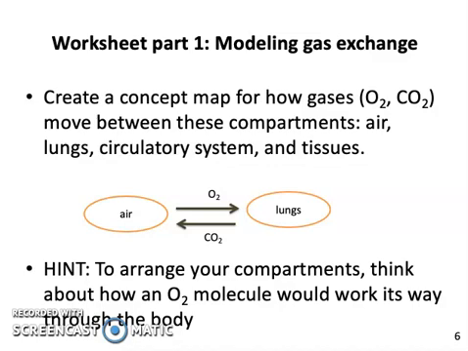For the first part of the worksheet, you're going to create a concept map for how oxygen and carbon dioxide move between the air, the lungs, the circulatory system, and body tissues. It helps to look back at the previous slide and to think of how a gas molecule would work its way through the body.